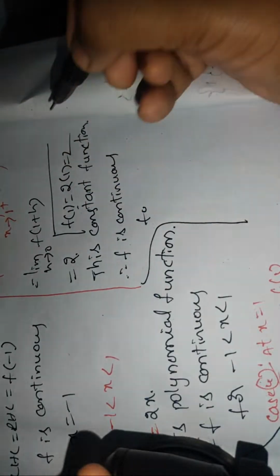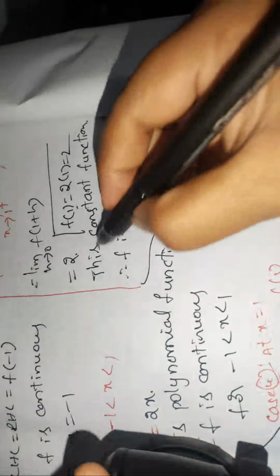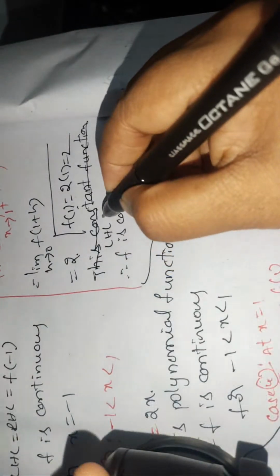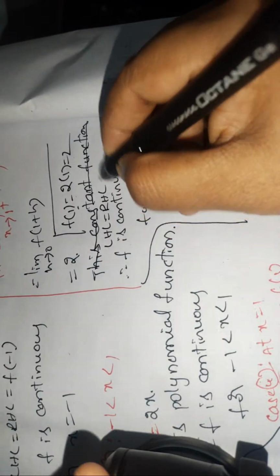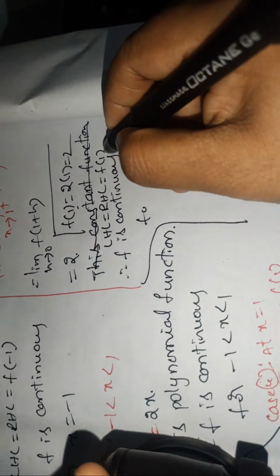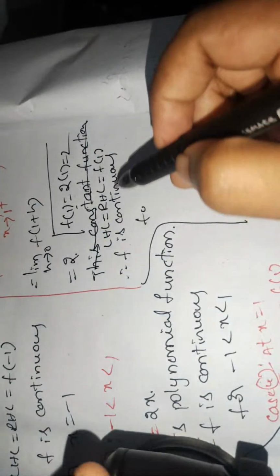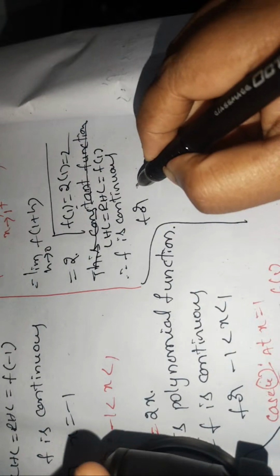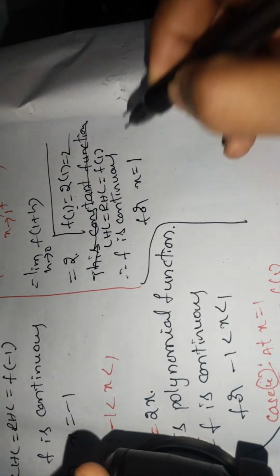LHL is equal to 2, RHL is equal to 2, and f of 1 is also 2. So these three are equal. Therefore f is continuous at x equals 1.